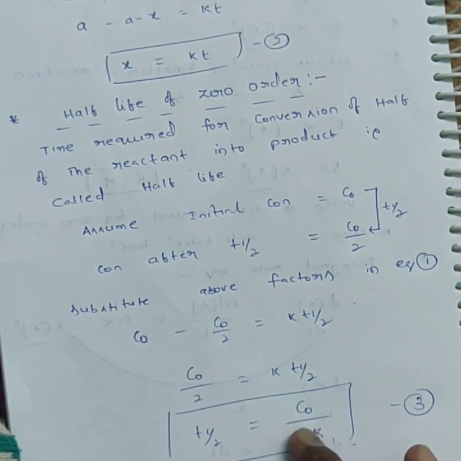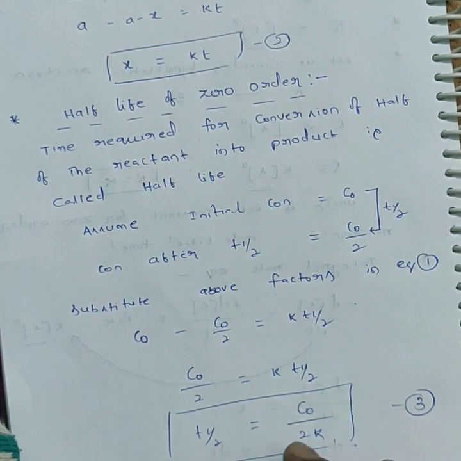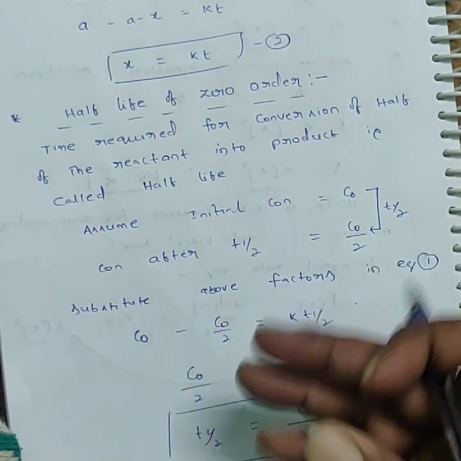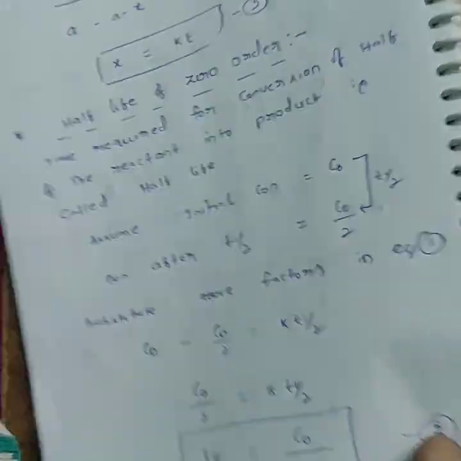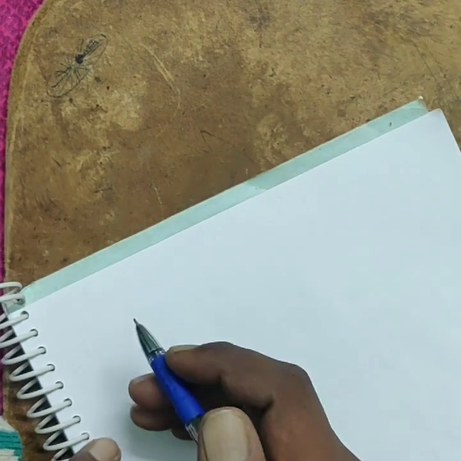This is the half-life for a zero order reaction. This expression indicates that half-life depends on the concentration of reactant in zero order. So as the initial concentration of reactant in zero order increases, the half-life of the reactant increases.